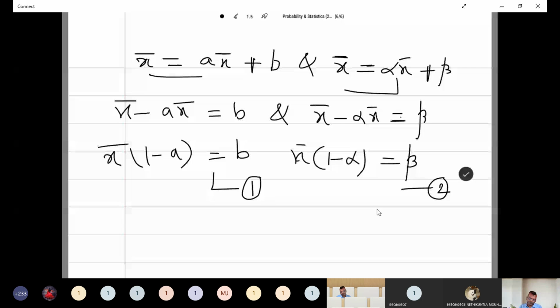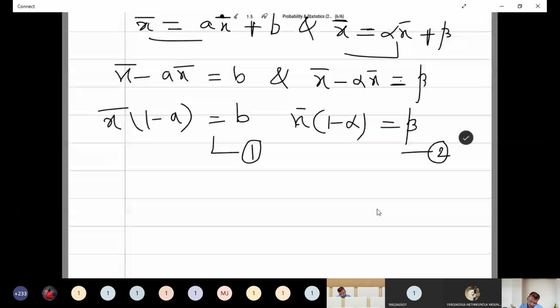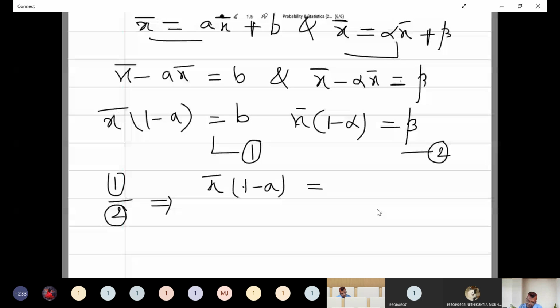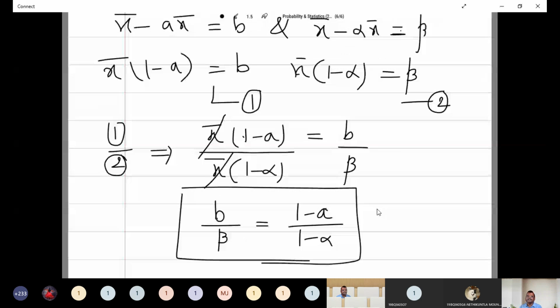Taking 1 by 2, x bar into 1 minus a is equal to b, by x bar into 1 minus alpha by beta. Here x bar gets cancelled. Therefore, finally the value b by beta is equal to 1 minus a by 1 minus alpha. This is the condition that we have to prove.